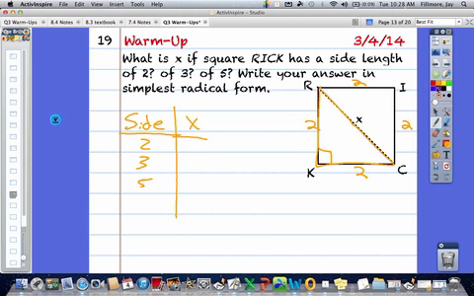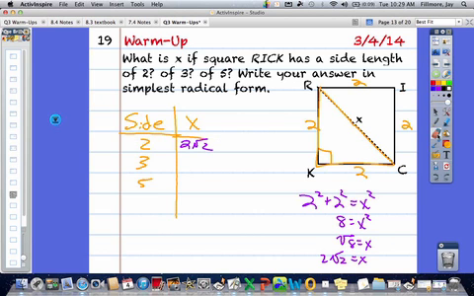To solve for x, using our Pythagorean theorem, 2 squared plus 2 squared equals x squared. So 8 equals x squared. The square root of 8 is x. And simplifying the square root of 8, that is 2 root 2.